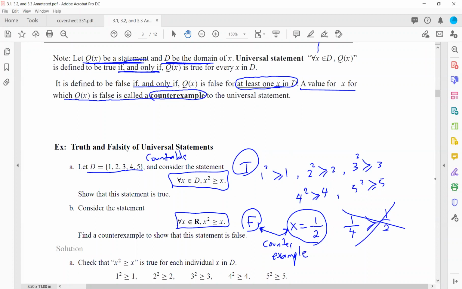You can use a third, you can use a fourth, anything that you like. It's not unique.